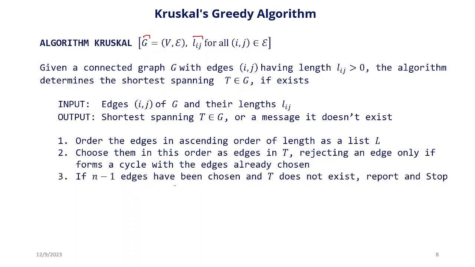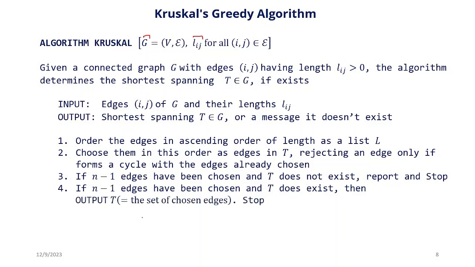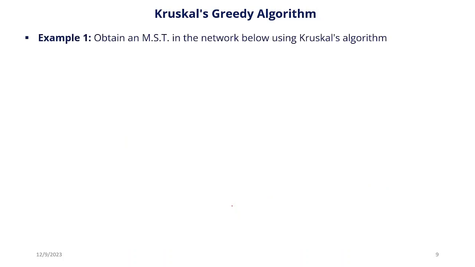If n-1 edges have been chosen and T does not exist, that is the minimum spanning tree does not exist, report that and stop. Maybe the graph is not connected. However, if n-1 edges have been chosen and T does exist, then output T, the set of chosen edges, and stop the algorithm. End Kruskal's. The algorithm is quite simple. So we see an example.